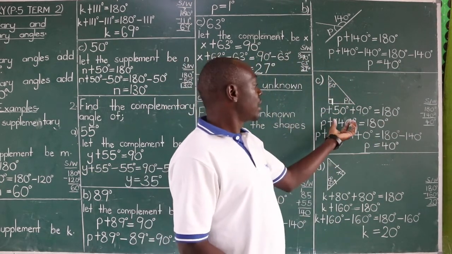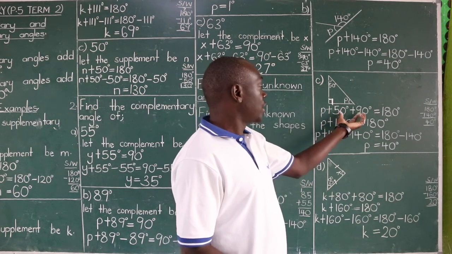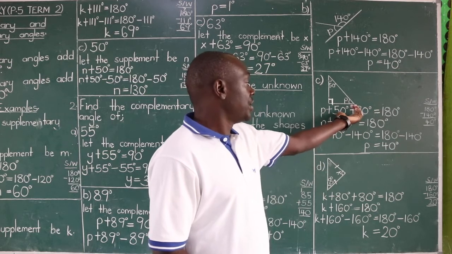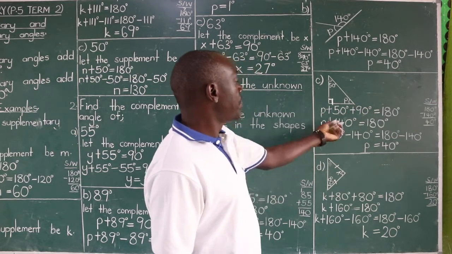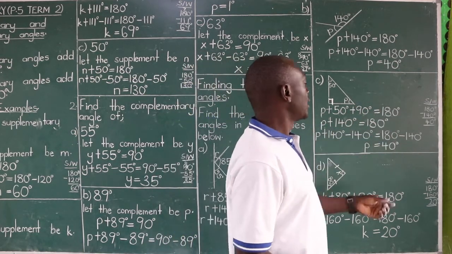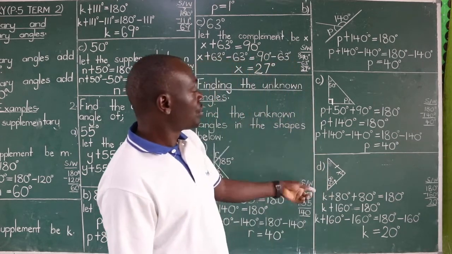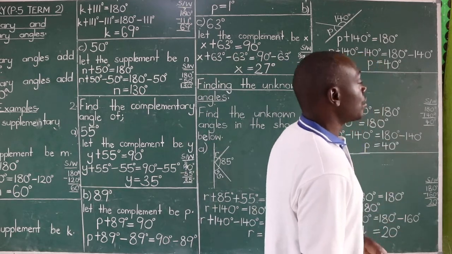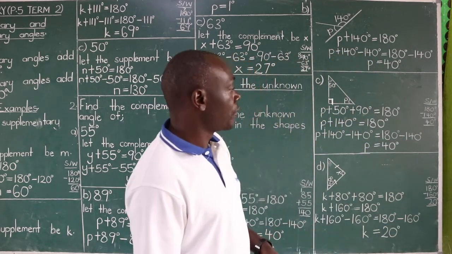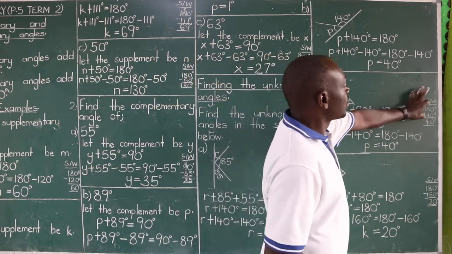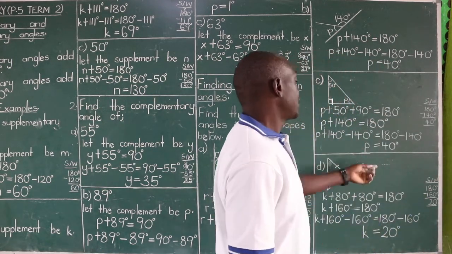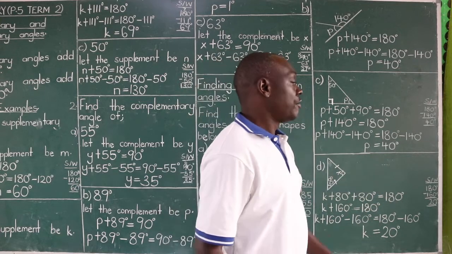Then put the side work to add properly if you don't know how to add. 50 and 90, you get 140 degrees for these two. So you say P plus 140 degrees equals 180 degrees. As you continue, P plus 140 degrees minus 140 degrees equals 180 degrees minus 140 degrees. Subtract properly, that is vertically, you get 40 degrees and say P equals 40 degrees.